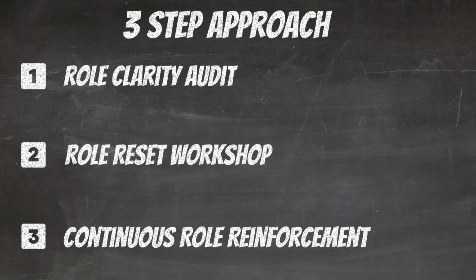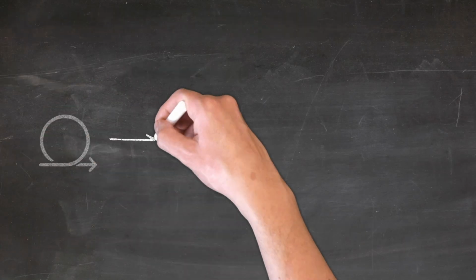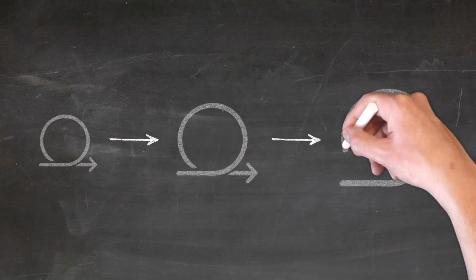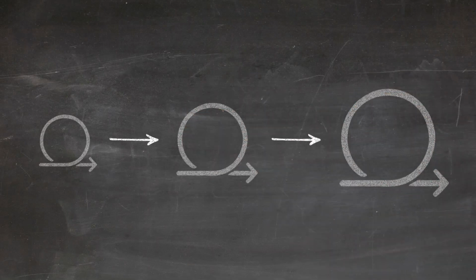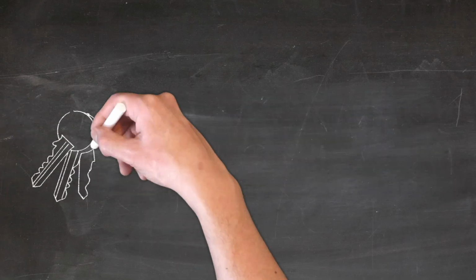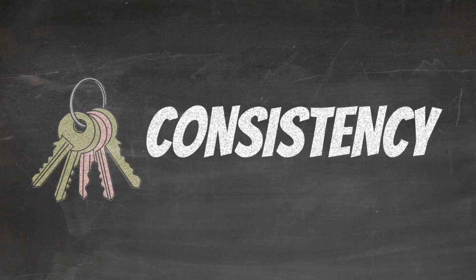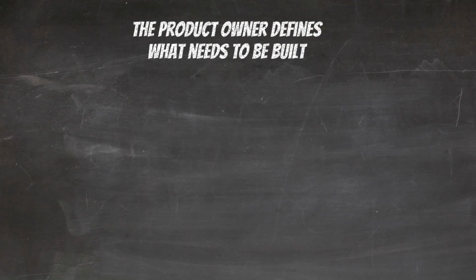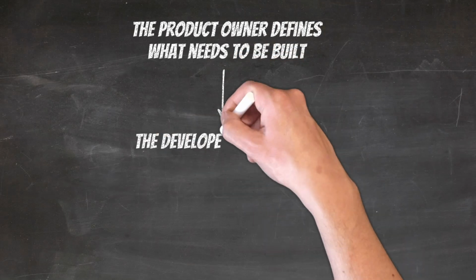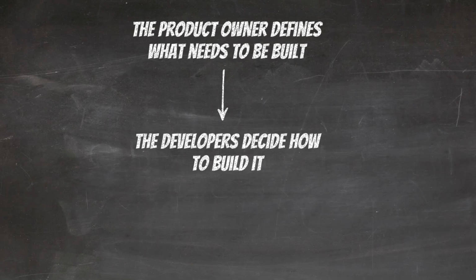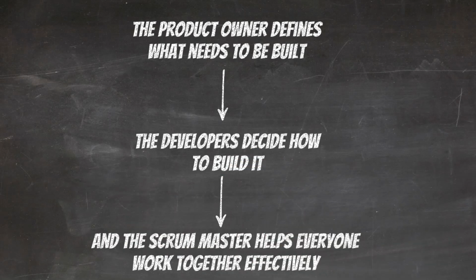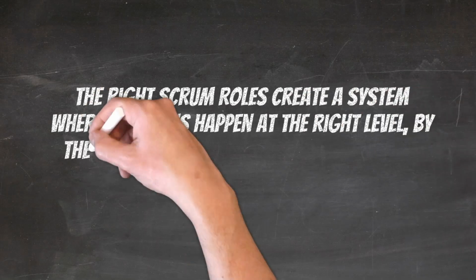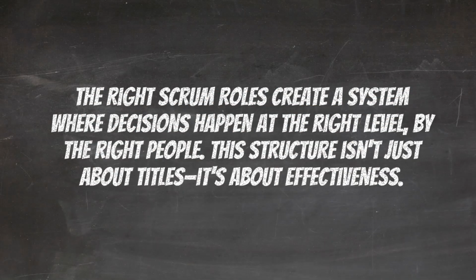Teams that implement this 3-step correction plan see a huge improvement in sprint completion rates. Team satisfaction also increases significantly as people gain clarity about their responsibilities. The key is consistency. When everyone understands their role boundaries, they make better decisions faster. The product owner defines what needs to be built. The developers decide how to build it, and the Scrum Master helps everyone work together effectively. The right Scrum roles create a system where decisions happen at the right level by the right people.